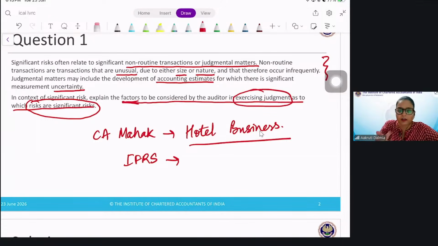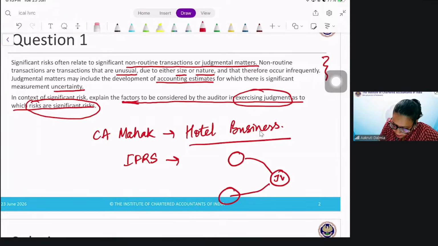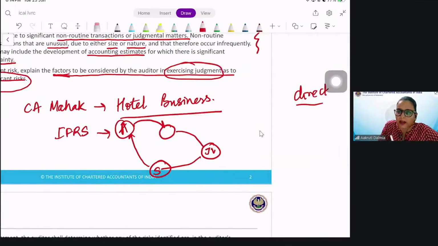Then what if some transactions are like this: this is our company, some money we have sent to our joint venture company, then this joint venture company sent it to our subsidiary company, but then the subsidiary company sent it to an associate company, but then it came back to us. This kind of complex transactions are happening. If you see such transactions, does it show risk? If the transactions are very complicated and they are with related parties.